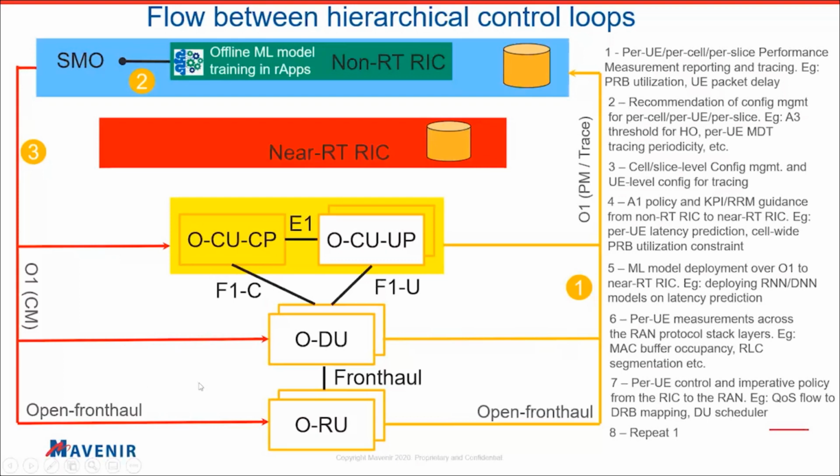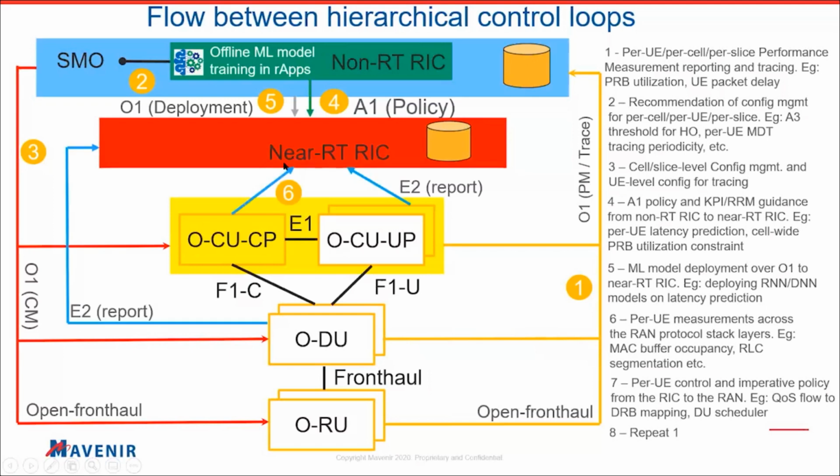M-plane configuration management. This is more of non-real-time granularities. And then policy guidance is sent in step number 4 to the near real-time RIC. Okay, that is again policy guidance on objective optimization or enrichment information, etc. This is in step number 4. And then step number 5 is about deploying machine learning model over O1 from the non-RT RIC, from the SMO to the near real-time RIC.